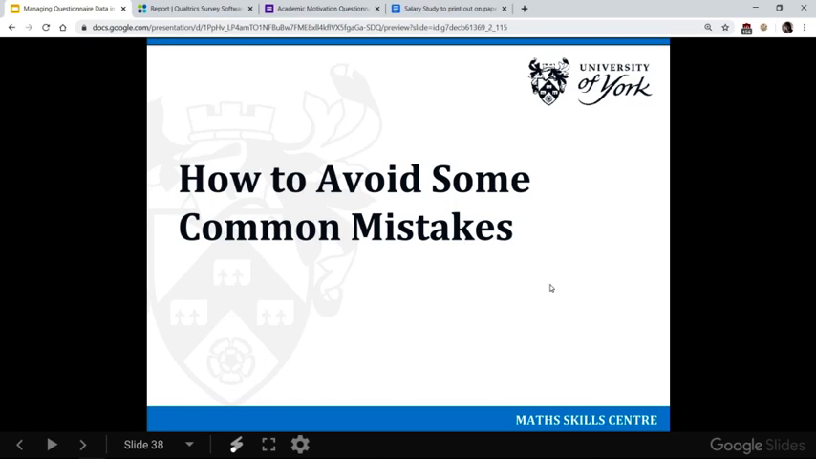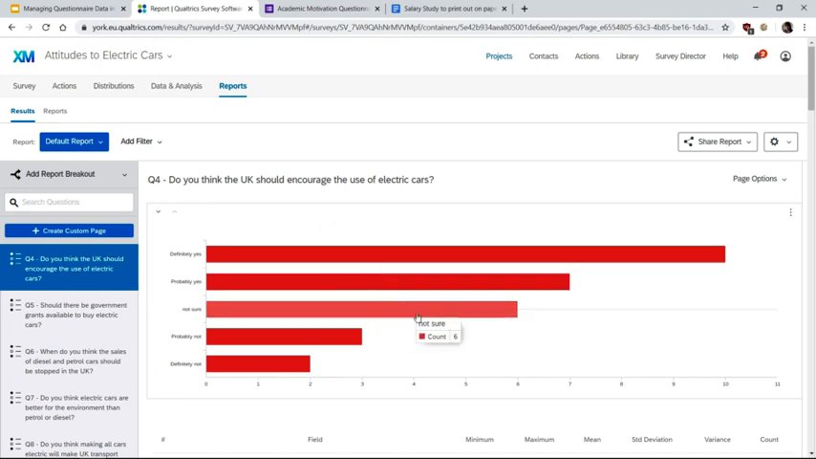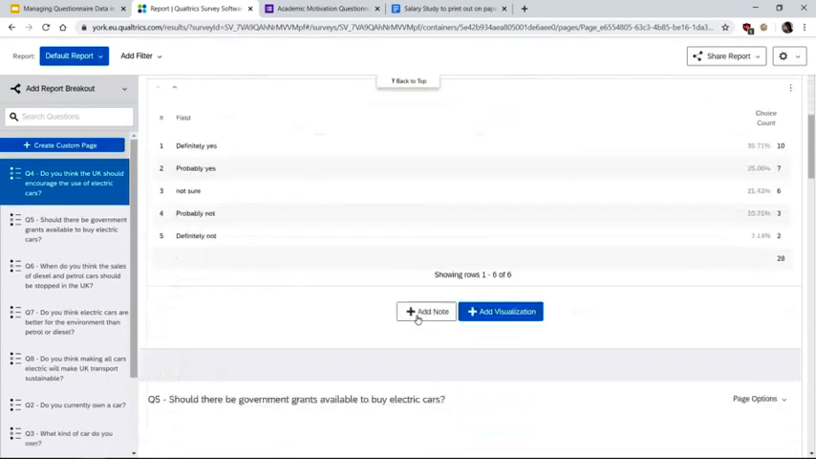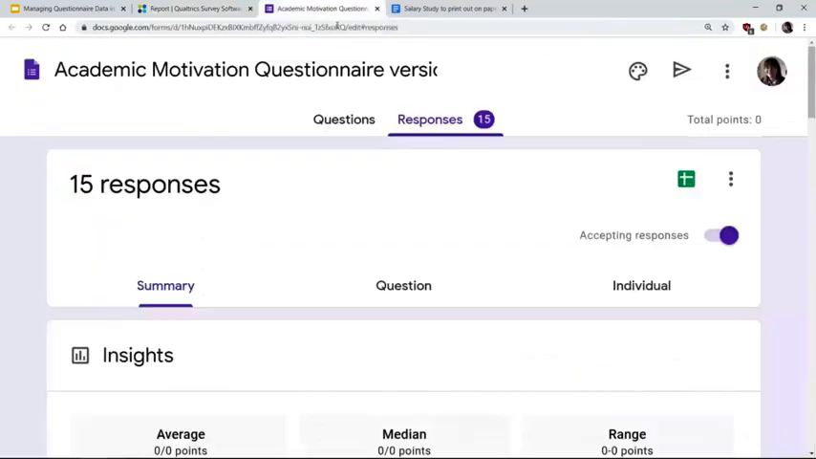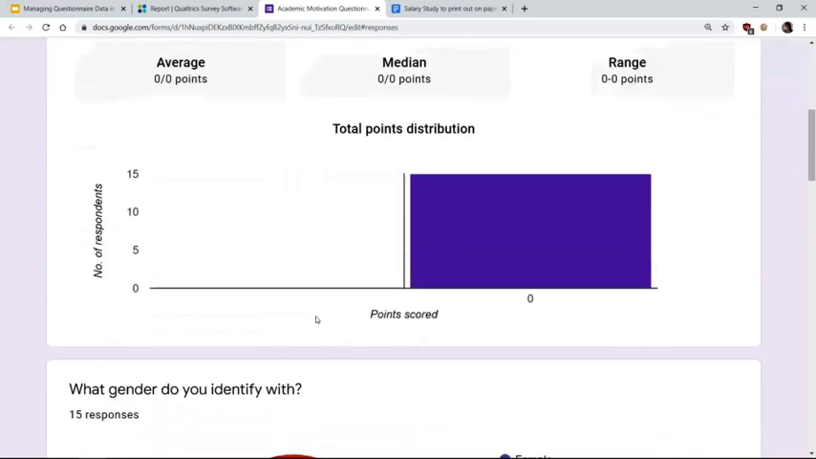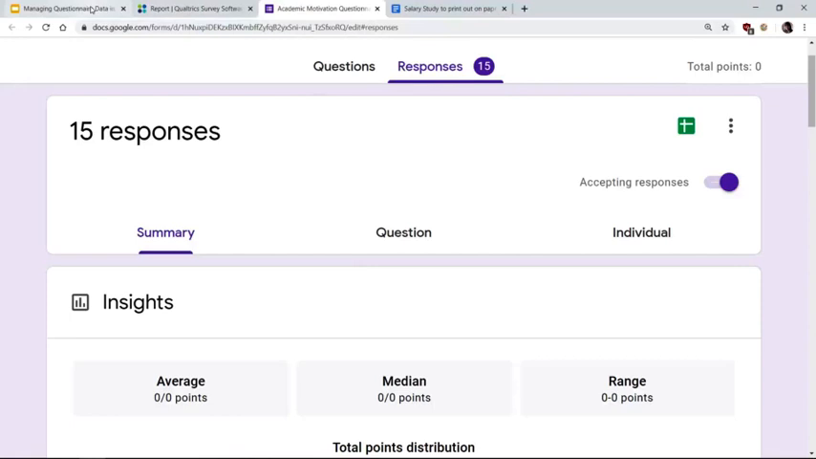These are just some of the mistakes that I've seen students make when they're analysing their questionnaire data. The first one is students try to use the summary data that's given to them, but what you actually want is the raw data. What I mean by summary data is in Qualtrics, it does these lovely bar graphs and tables of each question. That's not the data that you want to analyse in SPSS. And in Google Forms, you have the same thing. It gives you these with nice pie charts and things. That's not useful for you.